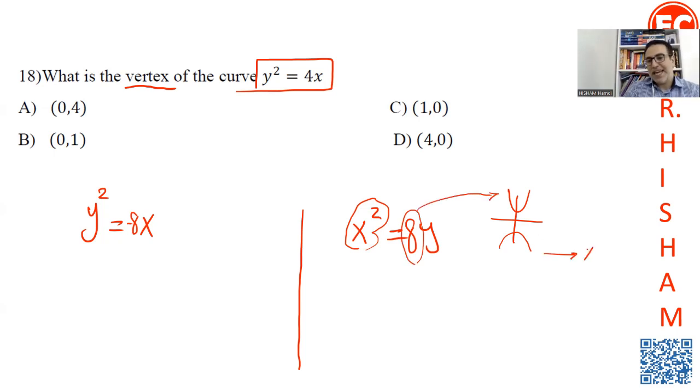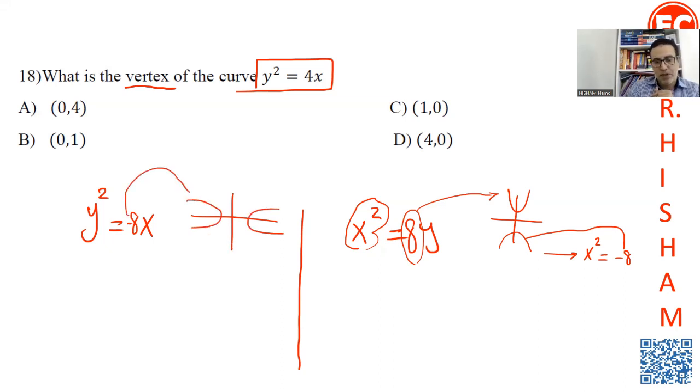But if, for example, x squared is equal to negative 8, so the coefficient is negative, it's open down. But for y squared, the parabola is open to the right or open to the left. If it's negative, it's open to the left. But in our case here, y squared is equal to 4x. So you should know that if it's a y squared, it's a parabola open to the right. So in this case, the point will be on the x-axis.